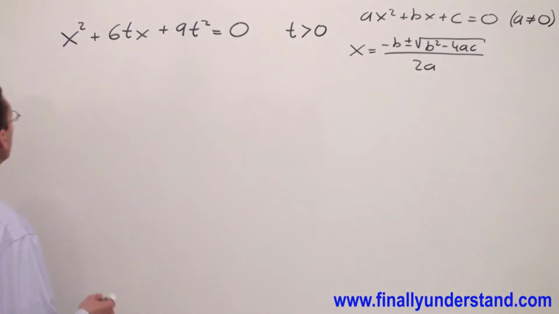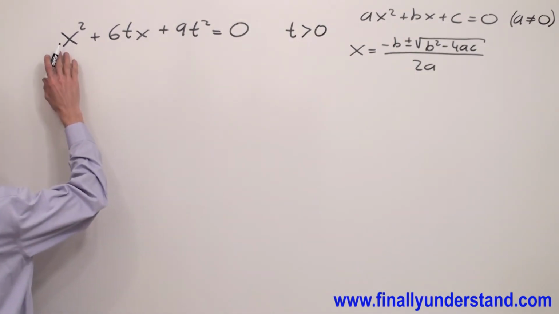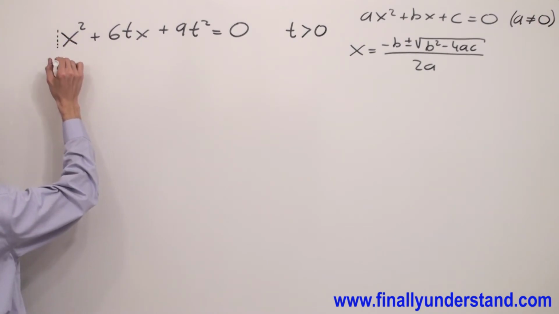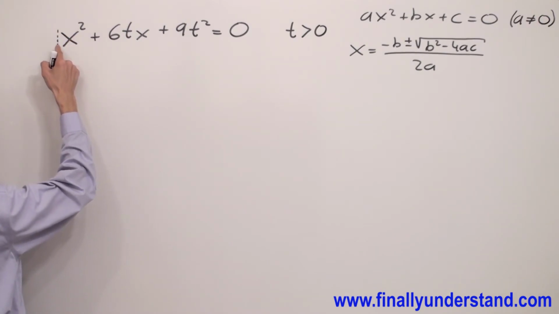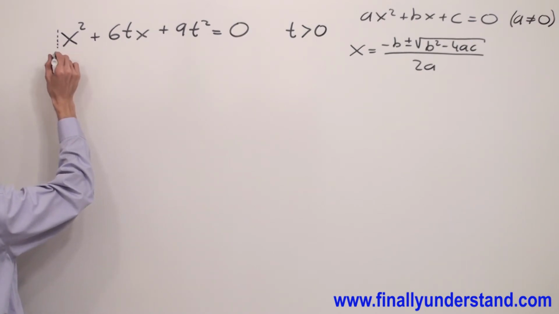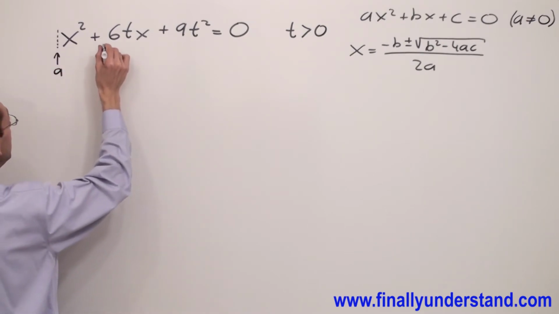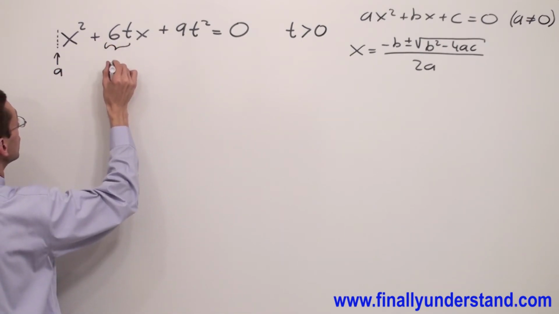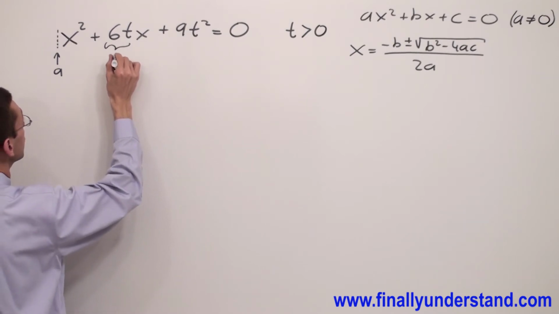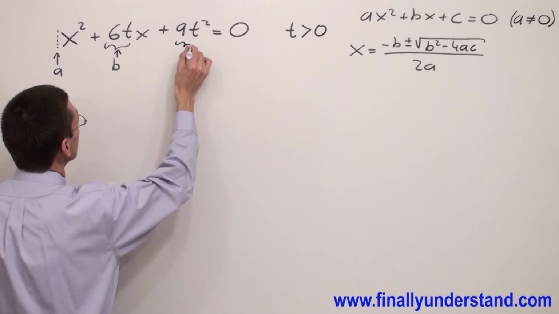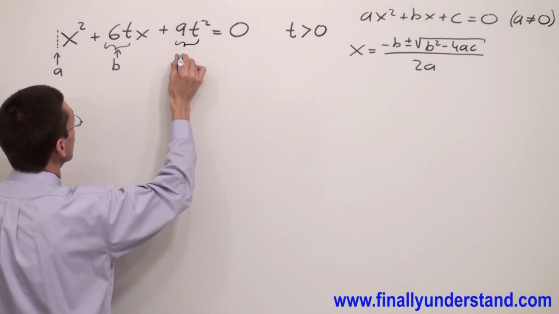So, my A is positive 1 because I do not see any digit over here, so there is always an invisible positive 1. So this is my A. My B is 6t, this is my B. And my C is 9t squared.